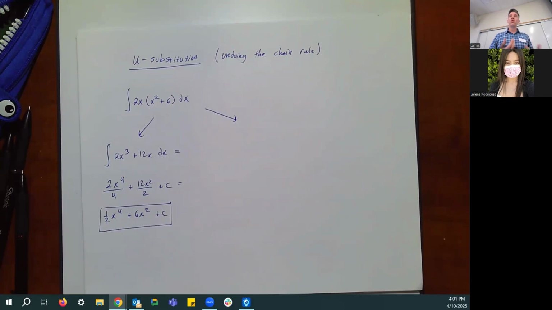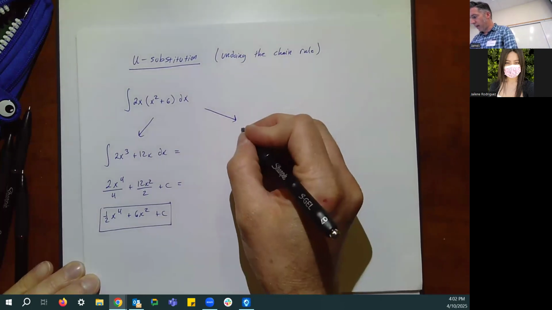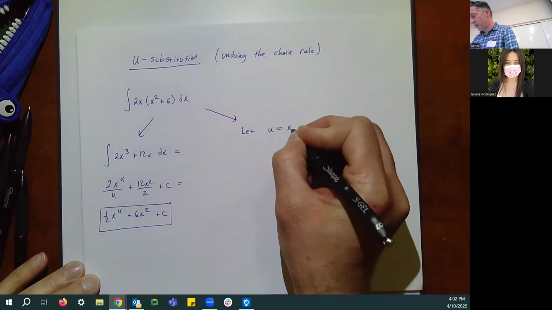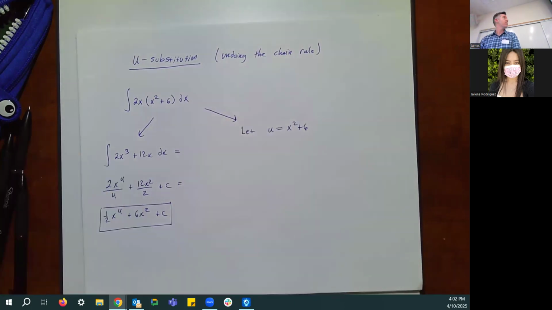Exactly. The x squared plus 6. Usually, it's something that's inside the parentheses, inside the square root, inside the trig function, inside an exponent, inside the denominator, something that is stuck inside some other function. Usually. So we're going to let or choose u to be equal to the thing whose derivative is also showing up.